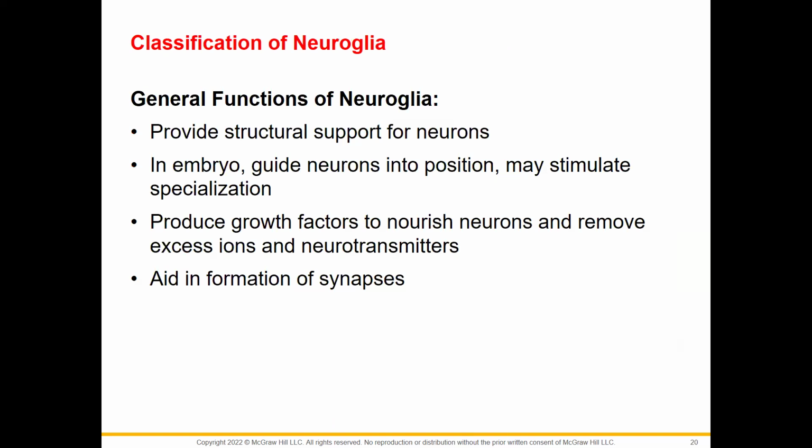All right, so general function of neuroglia. Neuroglia will provide structural support for neurons. In the embryo, those neuroglia will help to guide the neurons into position, and it also may stimulate specialization. Instead of being a general neuron, it can then potentially have a specific function. Your neuroglia can produce growth factors that will feed or nourish the neurons, and it can also remove any excess ions and neurotransmitters from the synapse, from the synaptic cleft, from around the neuron.